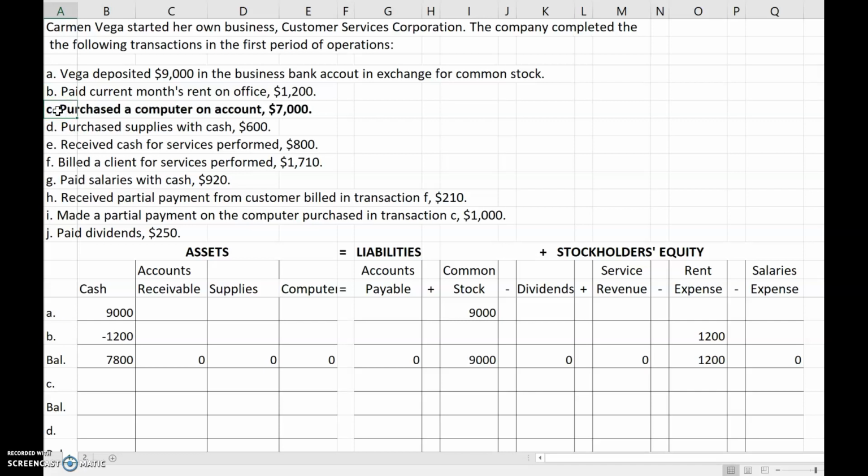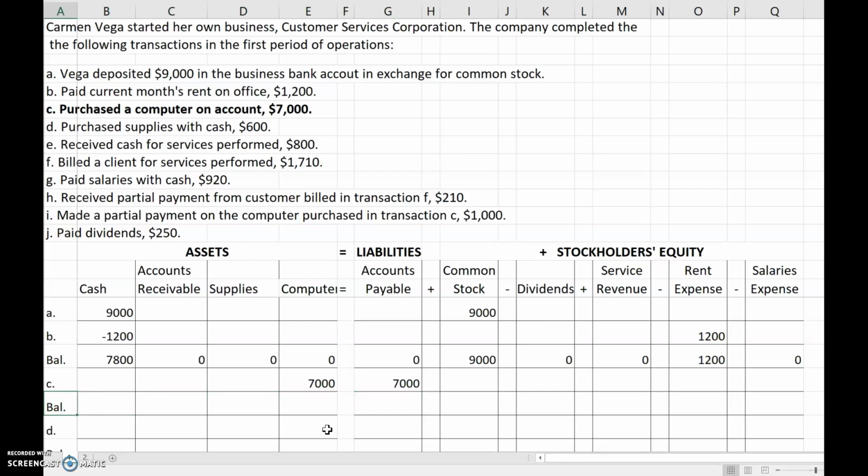Transaction C. We purchase a computer on account. So we're getting a computer. Our asset computer is going up by $7,000. We didn't pay cash for it. We're getting it on account. We're going to pay the vendor later, so we have a debt, a liability, accounts payable.